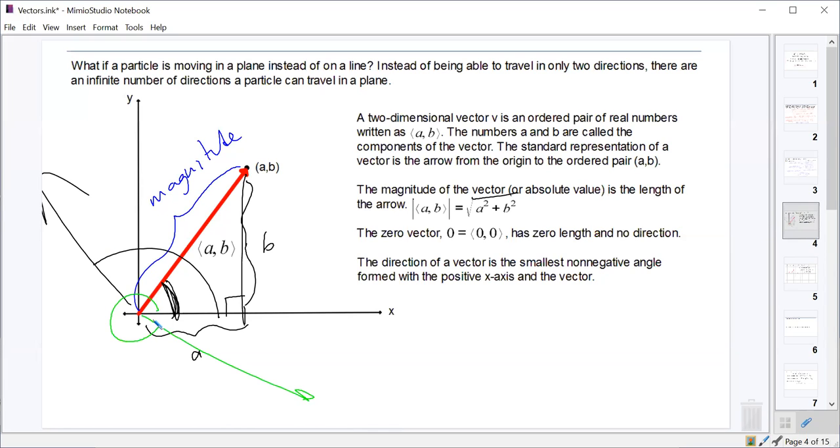Any questions on these basic vector concepts here, these basic ideas about vectors? Everybody good?